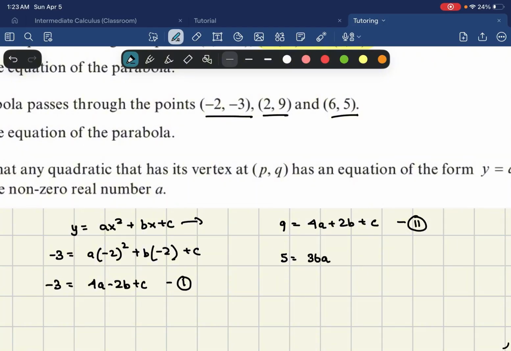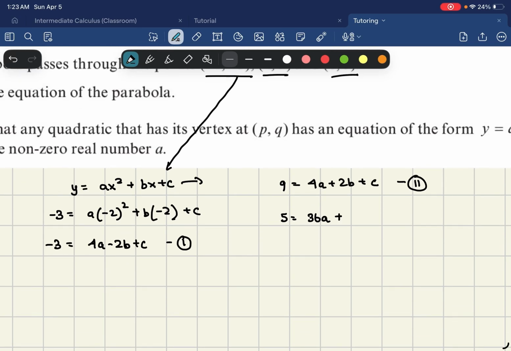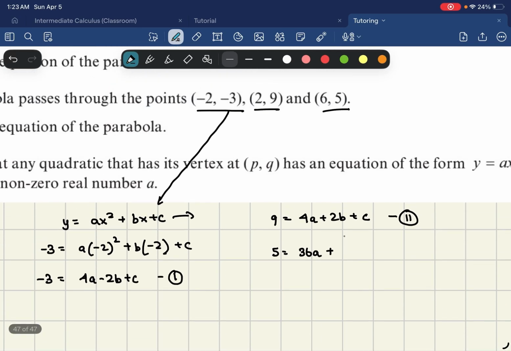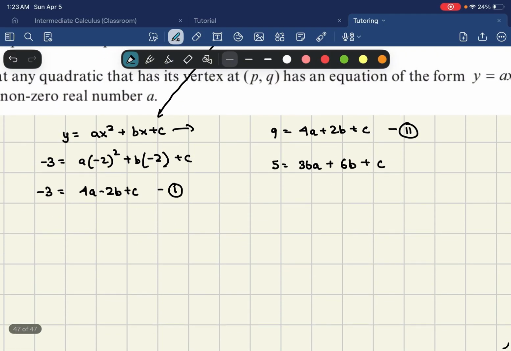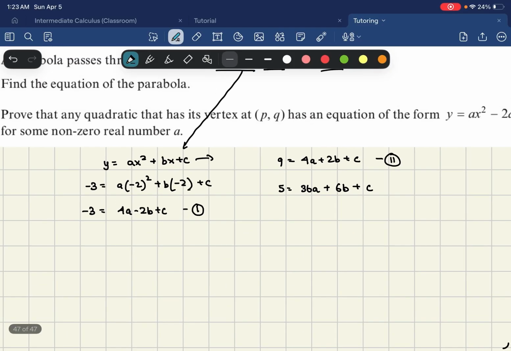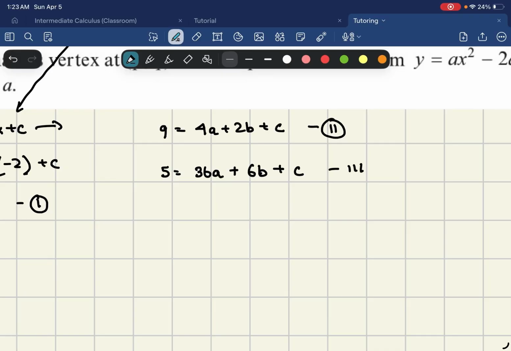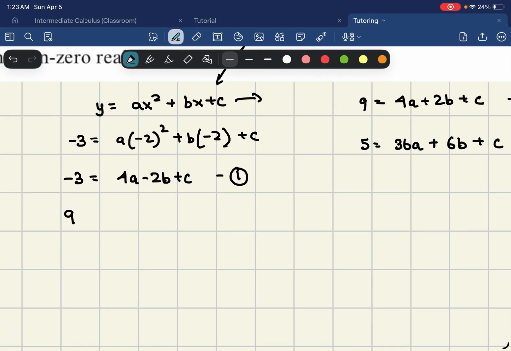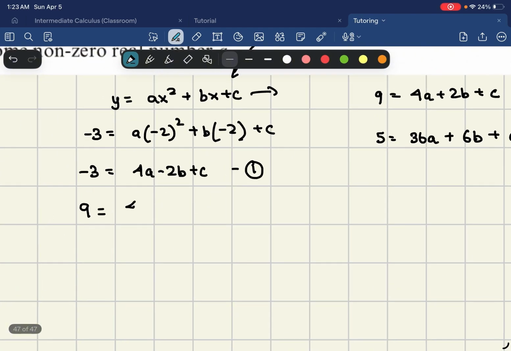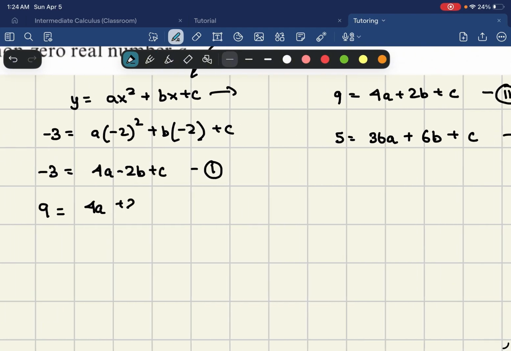36a. So I'm just substituting these points into this equation, right? 36a plus 6b plus c. All right. So if you look at equation 1 and 2, so this is equation 3, right? If I write them like this, so 9 is equal to 4a plus 2b plus c.